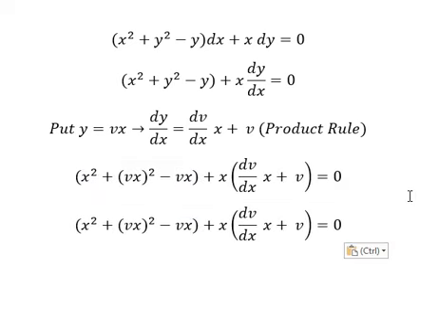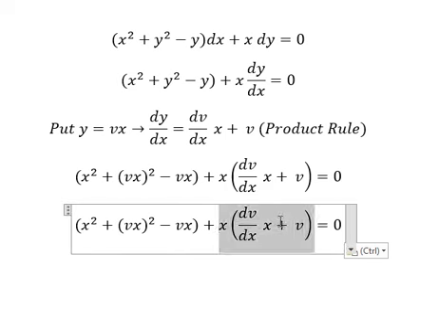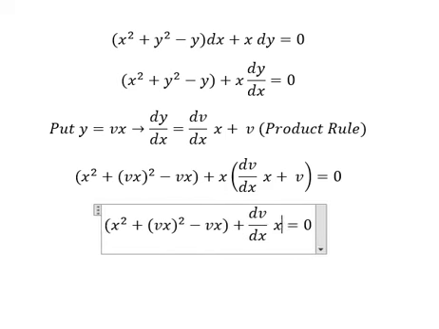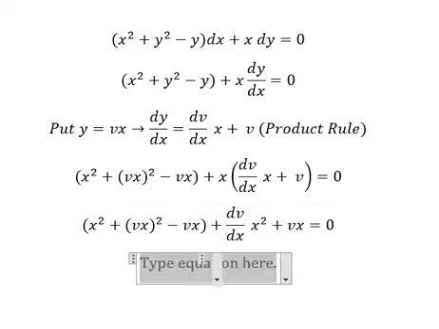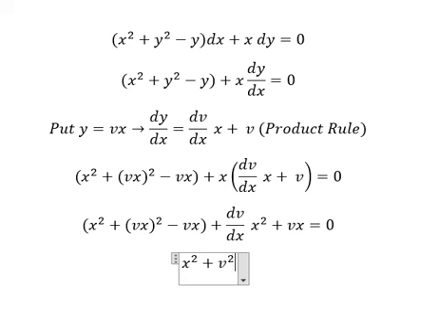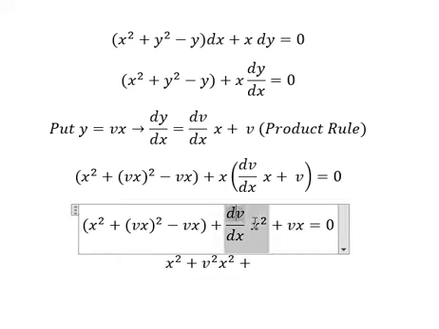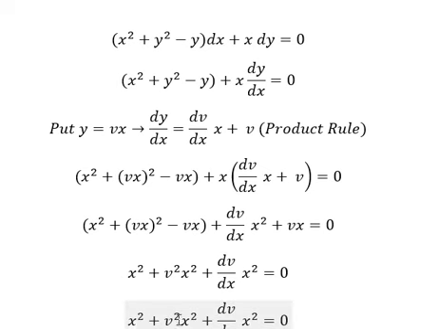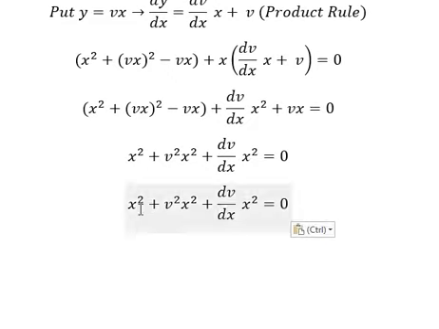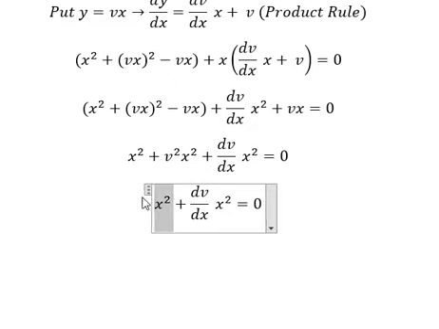Next, x multiplied by this one and v. Now we need to simplify vx. So we just have x squared plus v squared x squared, and this one. Next, we need to simplify x squared and x squared. So we have like this.